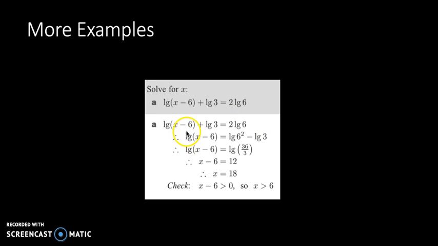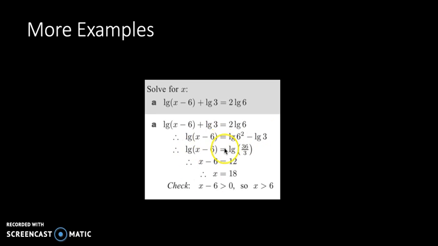After we've done those two steps, we're left with the log of x minus 6 equals the log of 6 squared minus the log of 3. And then if we use our addition and subtraction rules, when you subtract something, that's the same as putting this one over this one, dividing this one by this one. So we get the log of 36, 6 squared, over 3.